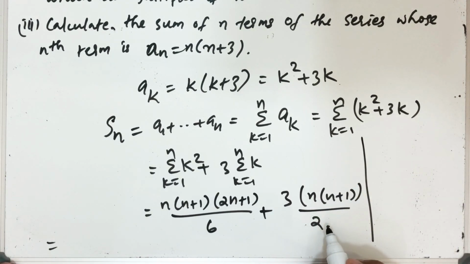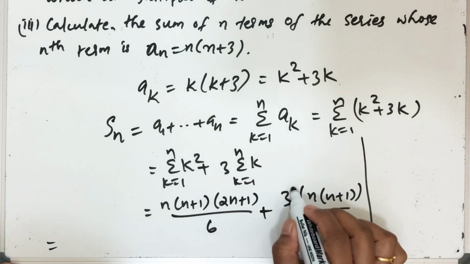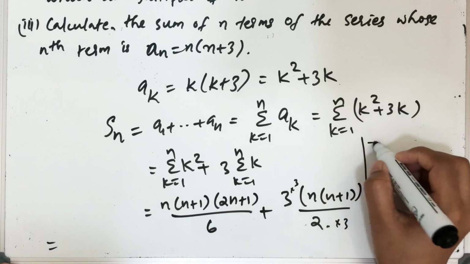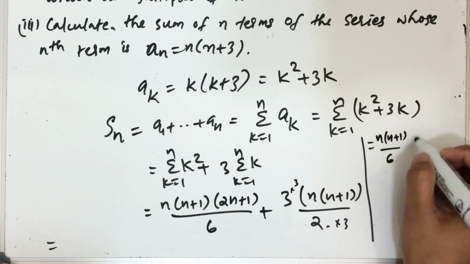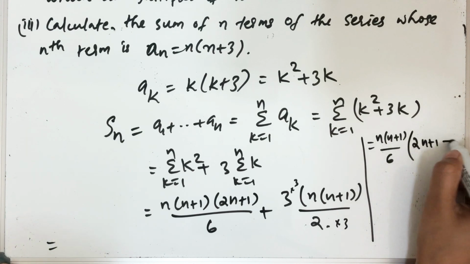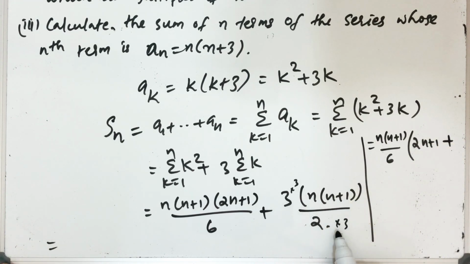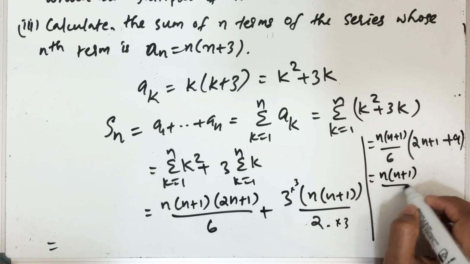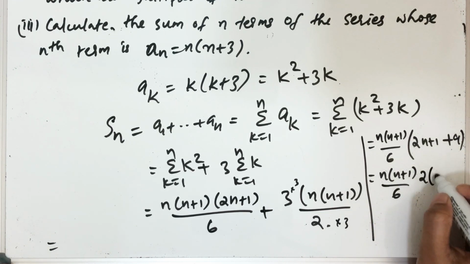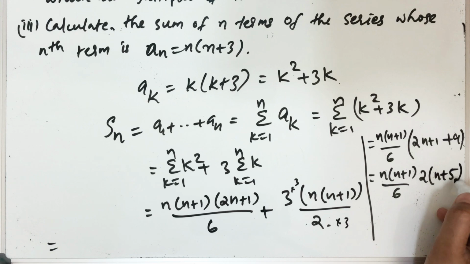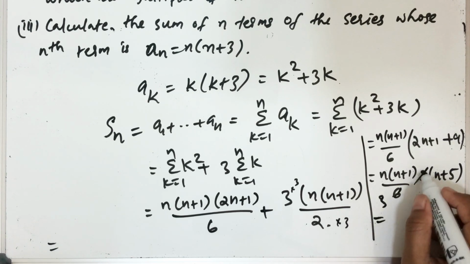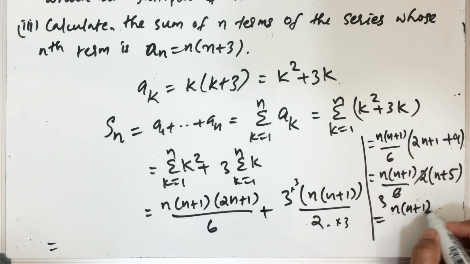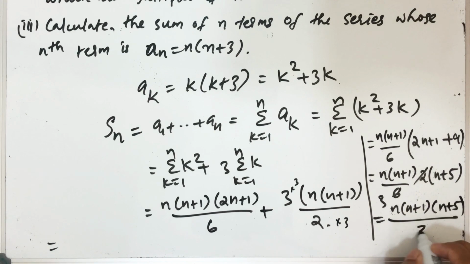which is equal to, we can make the denominator common, 2 into 3 here into 3, then the denominator is 6. So we can write n into n plus 1 by 6 outside, here remaining is 2n plus 1 plus, here remaining is 9, which is equal to n into n plus 1 by 6 into 2n plus 10, that is 2 into n plus 5. 2n plus 10 is 2 into n plus 5. 2 by 6 is 1 by 3, which is equal to n into n plus 1 into n plus 5 by 3.